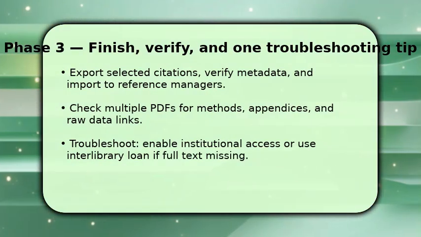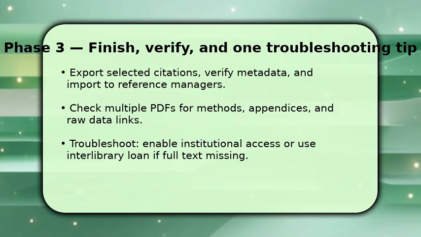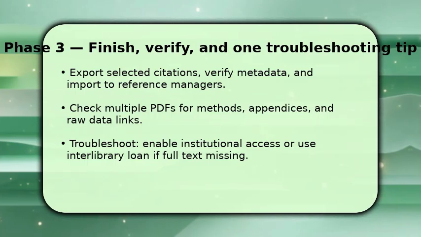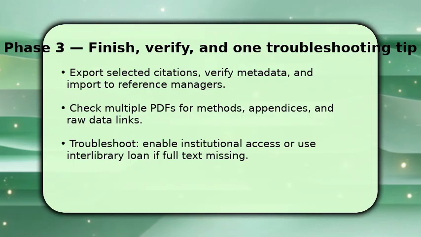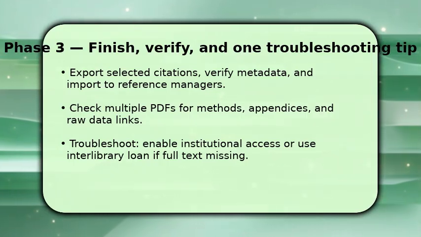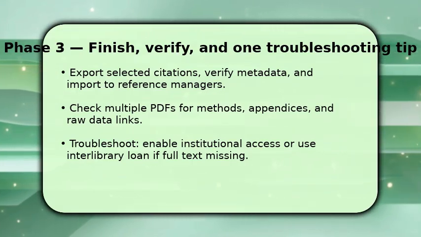Download final PDFs, examine methods and supplementary files, and note datasets or code links for reproducibility. Then compile your bibliography using your chosen reference manager and ensure in-text citations match. If you can't access full text, try enabling institutional access in settings, search the author's profile for preprints, or request the paper via interlibrary loan.